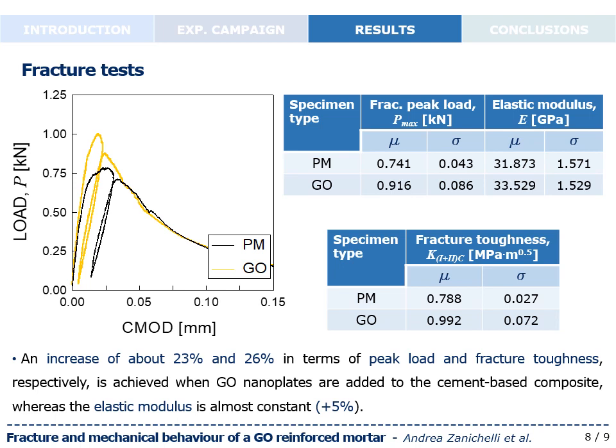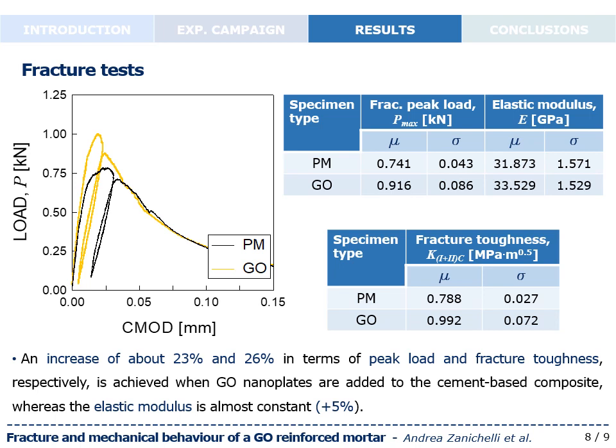Regarding the fracture tests, the experimental load crack mouth opening displacement curves are shown here for only one specimen of each type being examined for sake of clearness. Moreover, the mean value and the standard deviation of the peak load Pmax, the elastic modulus E, and the fracture toughness K are listed in the present tables for each specimen type.